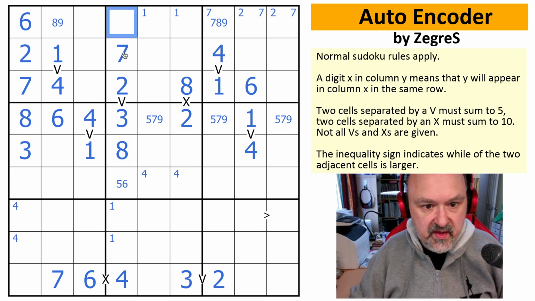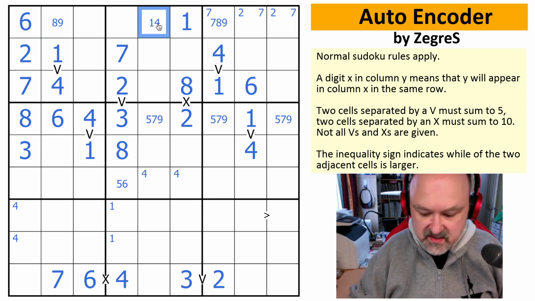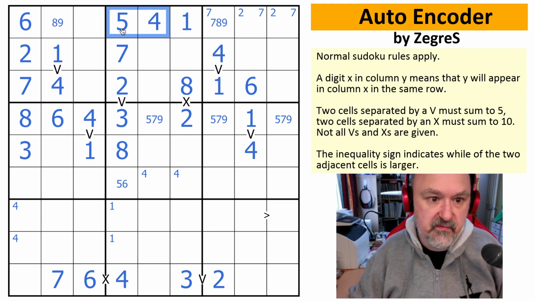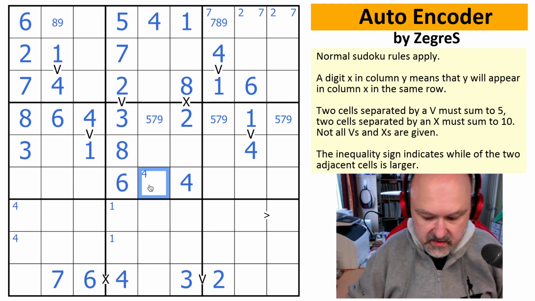Four can't be there or there or there. This becomes a 1, 4 pair, which, oh, we've got a 6, so this has to be a 1. This has to be a 4. This means that this is a 5 because 4 is pointing at 5. That makes this a 6, which makes this a 4, and this is not a 4.